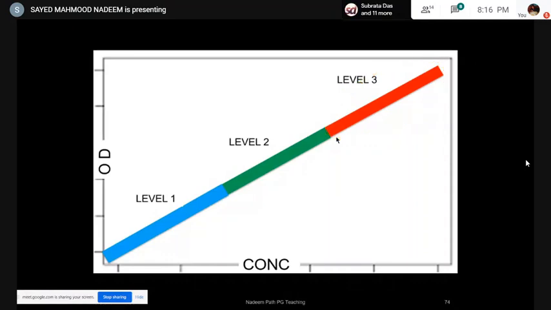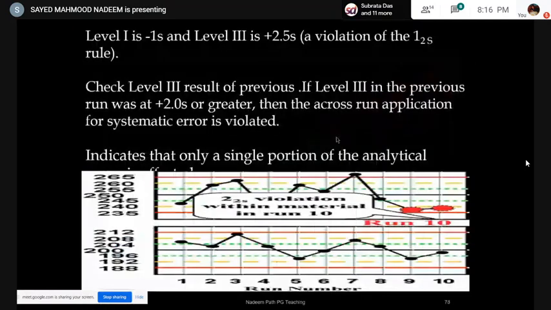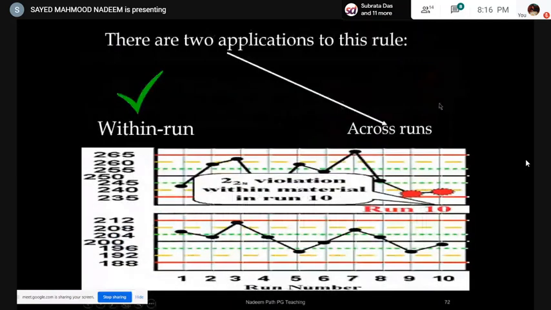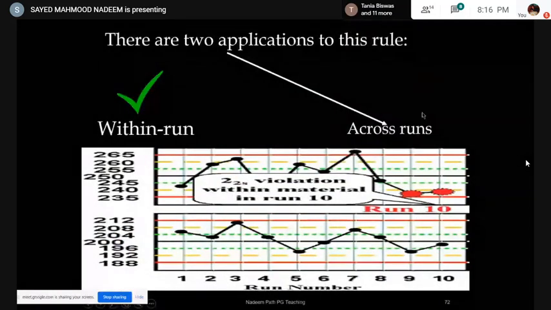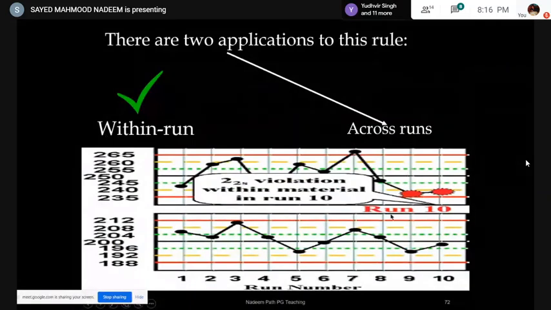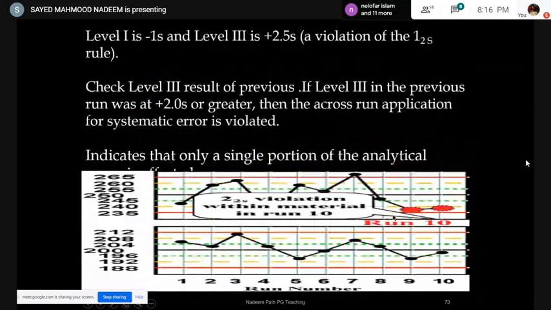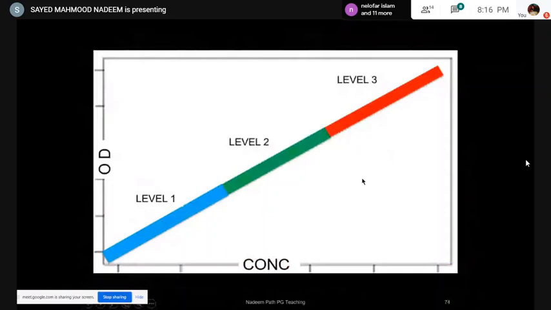So it is very important to understand SD can be within run across material or it can be across run within material. And its implication on the analytical curve we can understand.